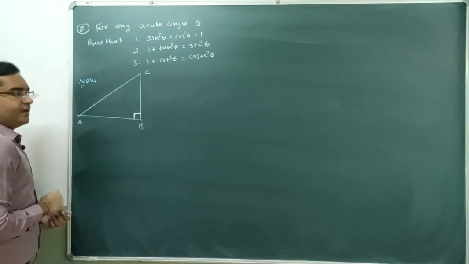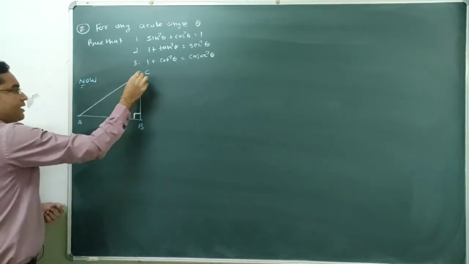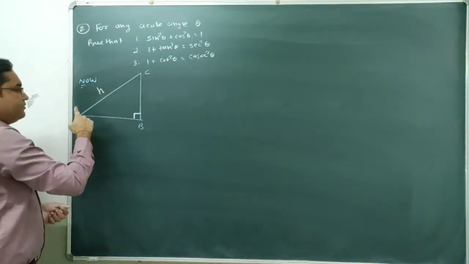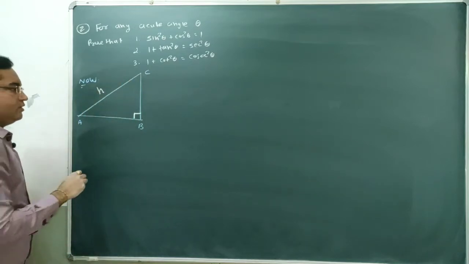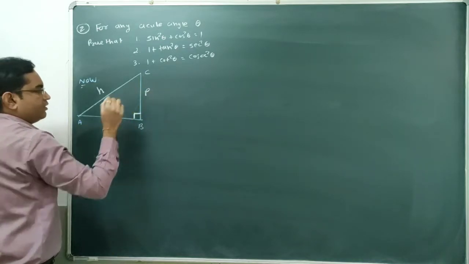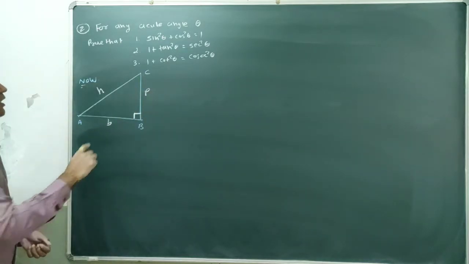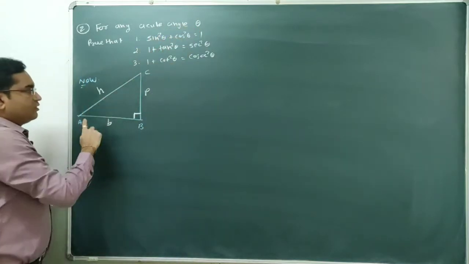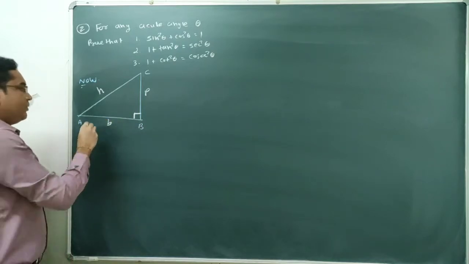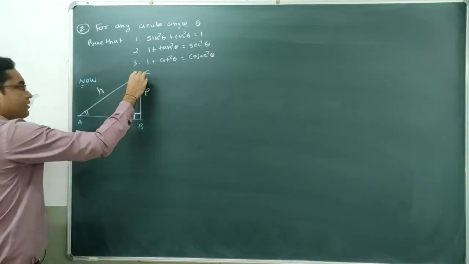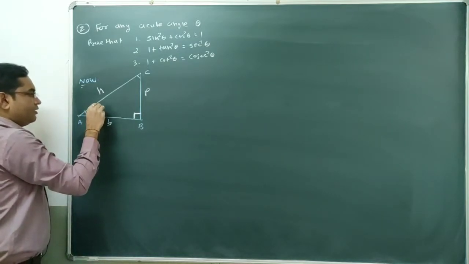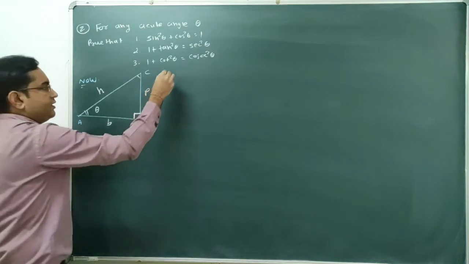For this right angle triangle, this is the longest side, which is known as the hypotenuse. We are denoting this side AC as H. This can be considered as the base of this right angle triangle, and this one is the perpendicular. In this right angle triangle, angle B is 90 degree, so the remaining two angles are acute angles, and we are taking this angle A as an acute angle. So let's say angle A is our theta.